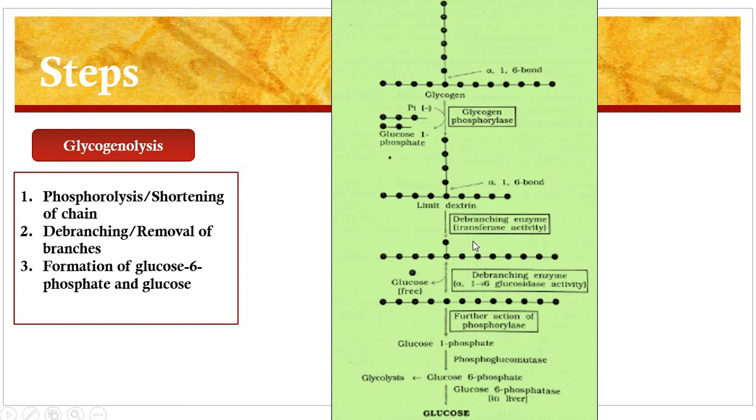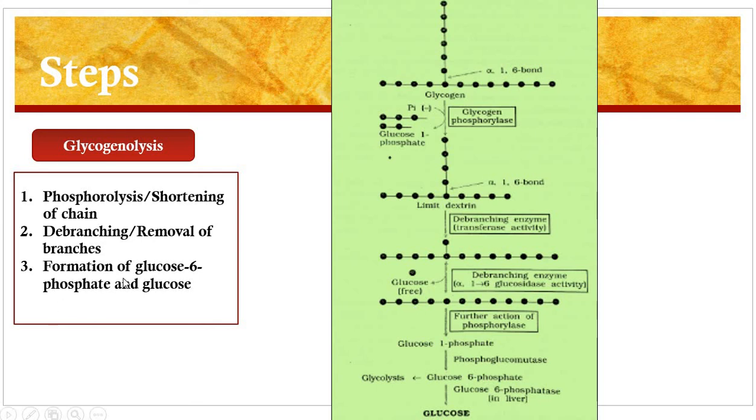So there are two enzymes, that is the transferase and the glucosidase, and both of these will together convert the branch point to a linear glycogen molecule. So this is the linear glycogen molecule after debranching.